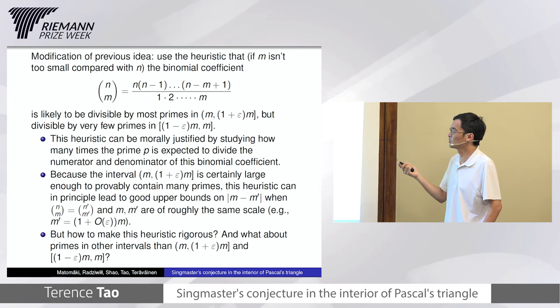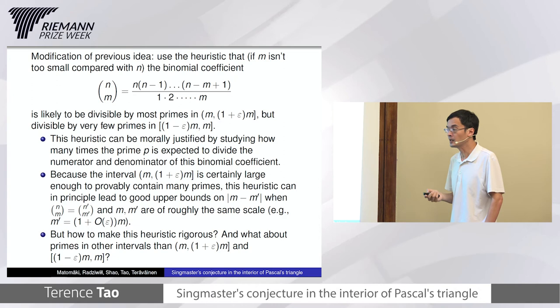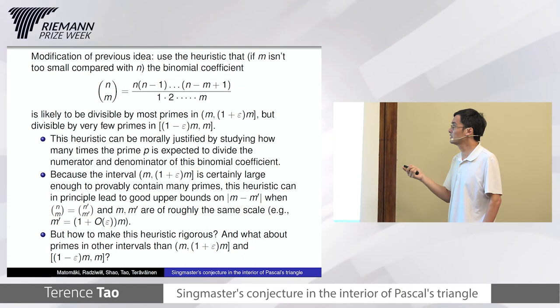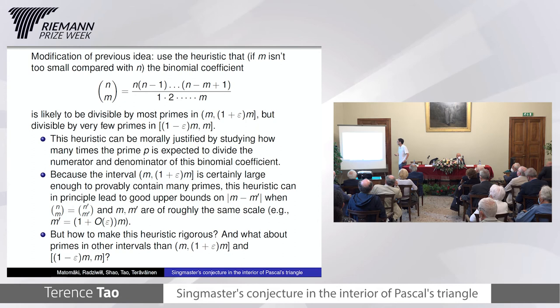The reason is that if you have a prime which is a bit bigger than m, then it's not going to divide anything in the denominator, but it's very likely to divide something in the numerator, because there are m consecutive numbers, and if p is just a bit bigger than m, it's very likely that one of these m consecutive numbers will be a multiple of p, because you're covering almost all the residue classes mod p. You're very likely to contain zero. So statistically, most of the primes in this interval should divide this binomial coefficient.